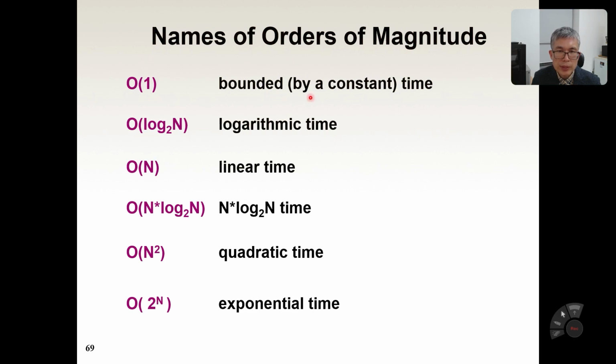If bounded by a constant time regardless of input, it is big O(1). If input size n results in log n, it is logarithmic time. If the running time is n, it is linear time. This is n times log n time. This is n squared, quadratic time complexity. And 2 to the power n is exponential time. This is not good because a lot of time is used for calculating or performing some function.